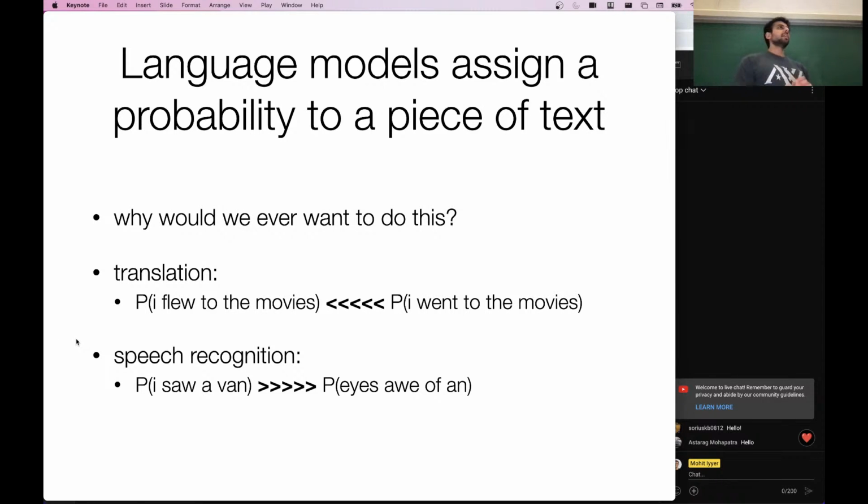So you might think, why would I care to do this, right? What does it mean to have a probability of some string? If you're thinking about, say, machine translation, and you have multiple candidate translations and you're trying to pick which one is the most likely translation, and maybe I had two translations: I flew to the movies and I went to the movies.